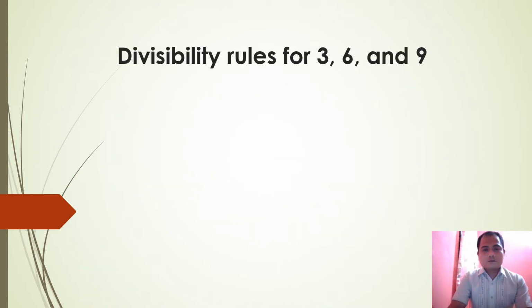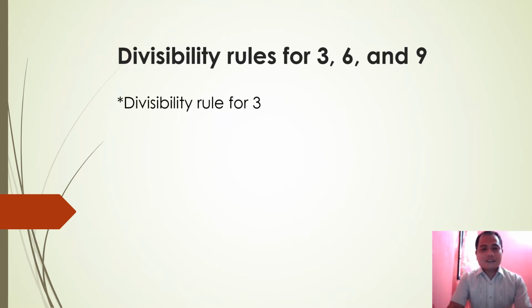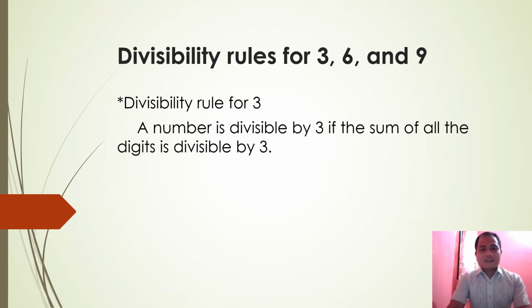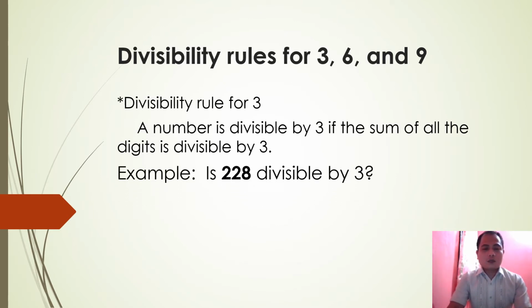Very good. Okay, let's proceed to the divisibility rules for 3, 6, and 9. Are you ready? So let's start first with the divisibility rule for 3. A number is divisible by 3 if the sum of all the digits is divisible by 3. So how are we going to do that?